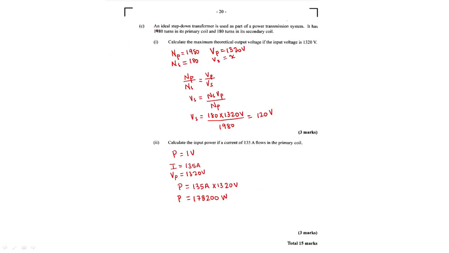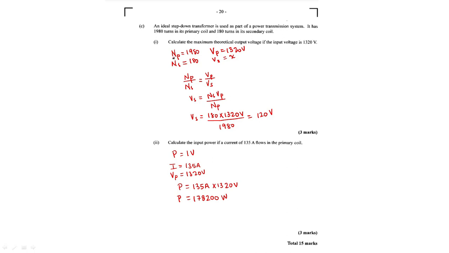Then it says here, an ideal step-down transformer is used as part of a power transmission system. It has 1,980 turns in its primary coil and 180 turns in its secondary coil. 1. Calculate the maximum theoretical output voltage if the input voltage is 1,320 volts. Guess what? You have to list your stuff out.